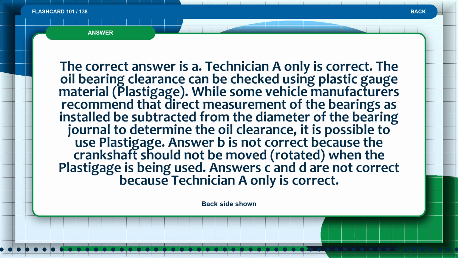The correct answer is A. Technician A only is correct. The oil bearing clearance can be checked using plastic gauge material, plastic gauge. While some vehicle manufacturers recommend that direct measurement of the bearings as installed be subtracted from the diameter of the bearing journal to determine the oil clearance, it is possible to use plastic gauge. Answer B is not correct because the crankshaft should not be rotated when the plastic gauge is being used. Answers C and D are not correct because technician A only is correct.